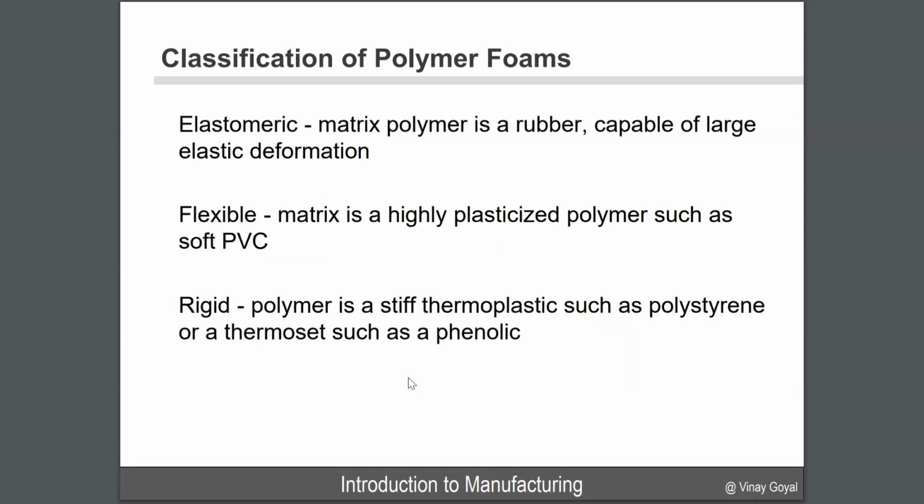There's a classification of polymer foams. There are three kinds that we use. One is called elastomeric, which has a matrix polymer that tends to be a rubber, and it is capable of large elastic deformation. Another one that you may have heard of is flexible, which is PVC, a soft PVC. And then rigid, which will be like polyester, or a thermoset like phenolic.